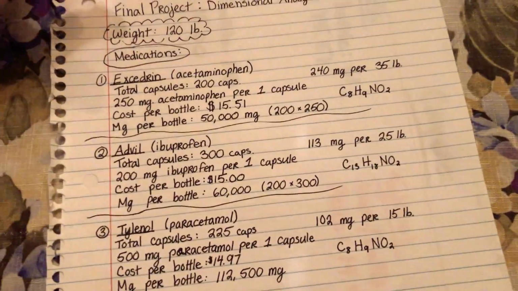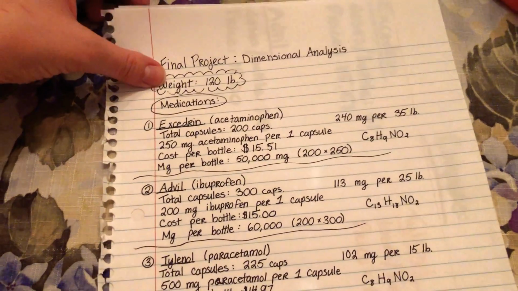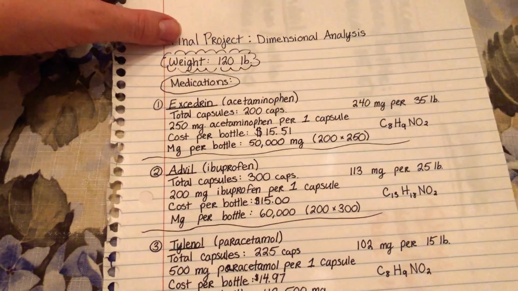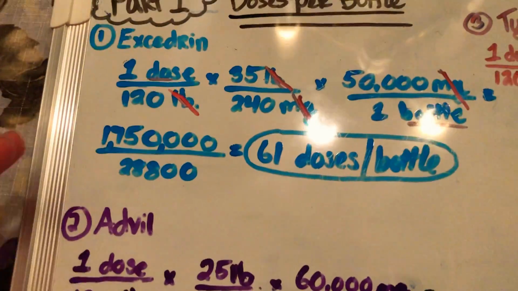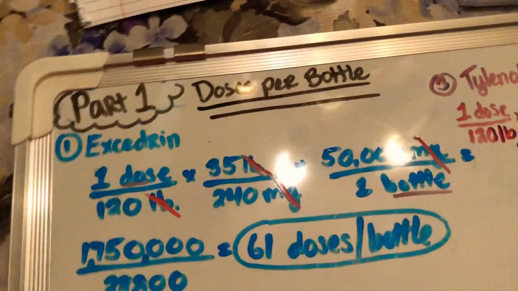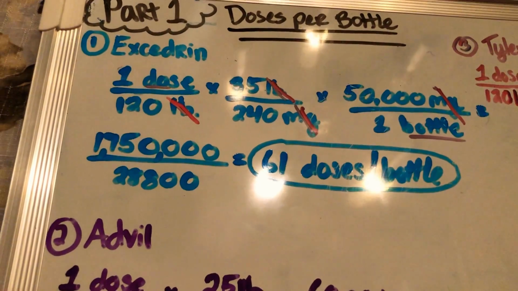This is what I was given, and this is what I'm going to use to figure out what is the cheapest option for my headache, per body weight, and then cost per molecule. Part 1 I have written out here. I did this once and I forgot to mention something, so I'm doing it again. I'll walk through this whole thing.